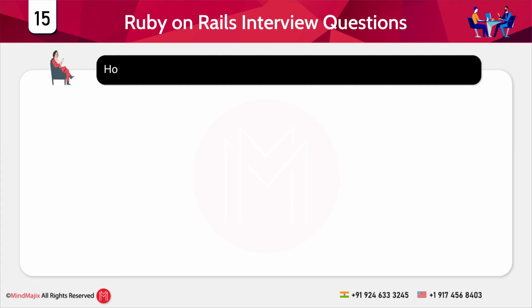Next question: how are blocks created in Ruby? So the syntax for the block is: name of the block, open curly brace, write something into the block, and close curly brace. So this is the way to create a block.